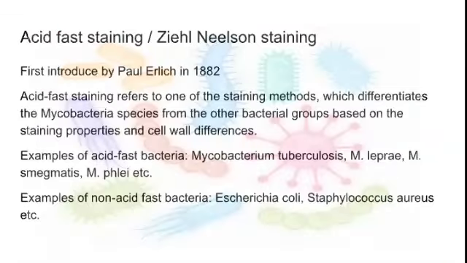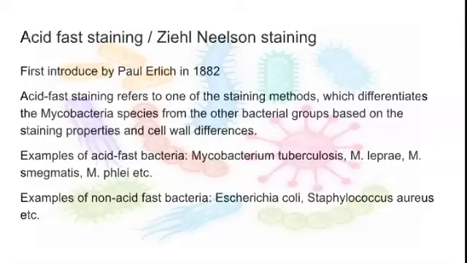The next one is acid fast staining. This is otherwise called Ziehl-Neelsen staining. It was first introduced by Paul Ehrlich. We have studied in the history video, in 1882. So it was first introduced by Paul Ehrlich, but the name has changed. Now nobody says acid fast staining. They say Ziehl-Neelsen staining.